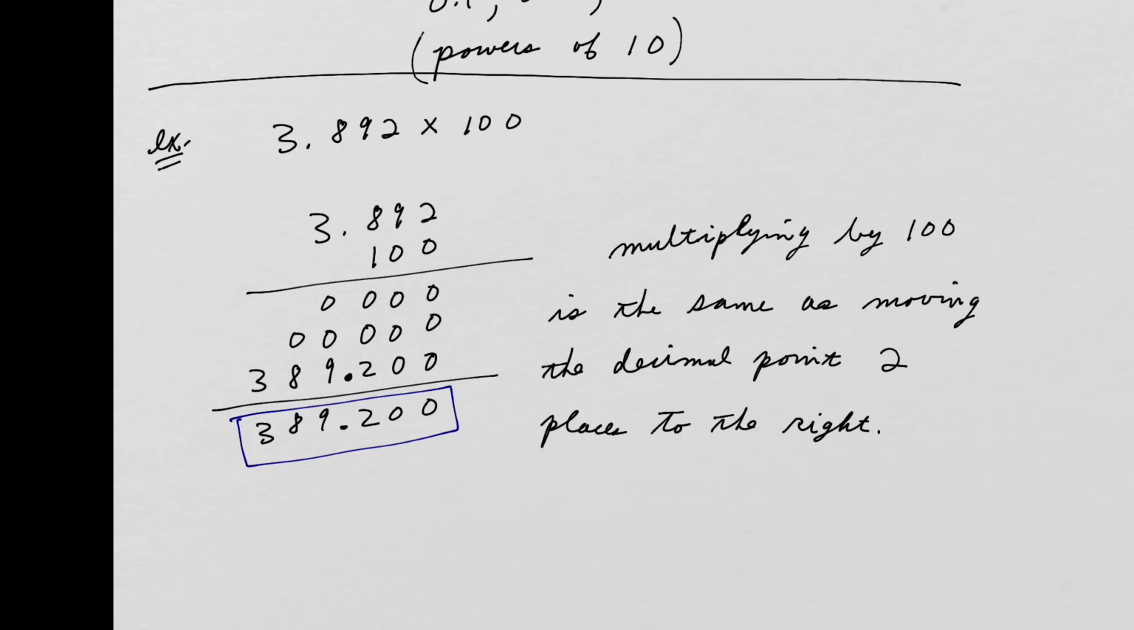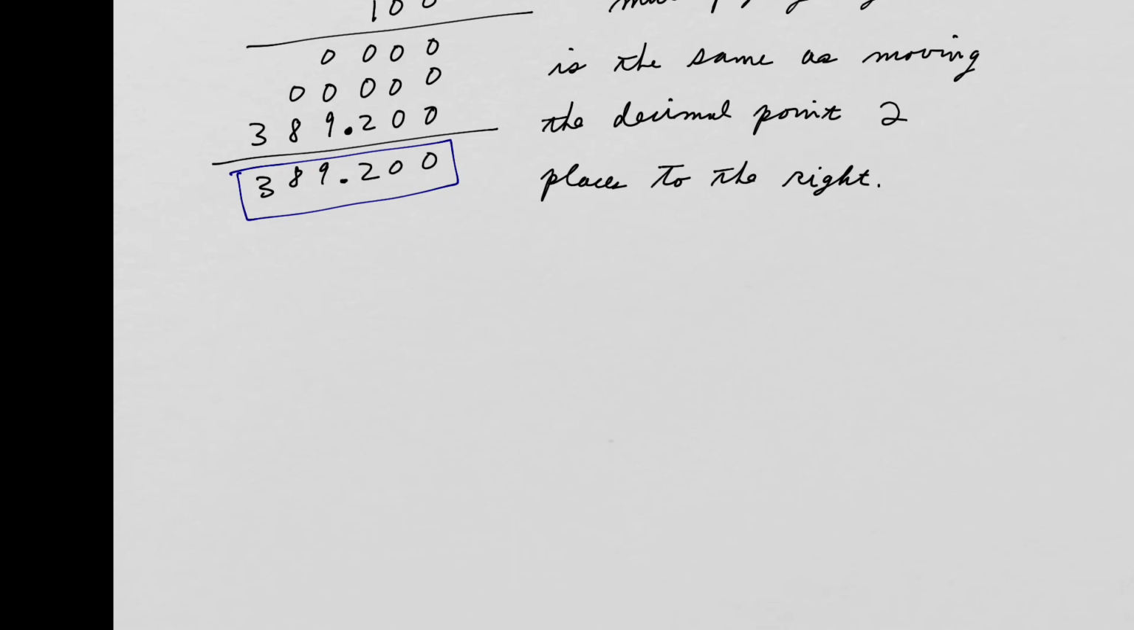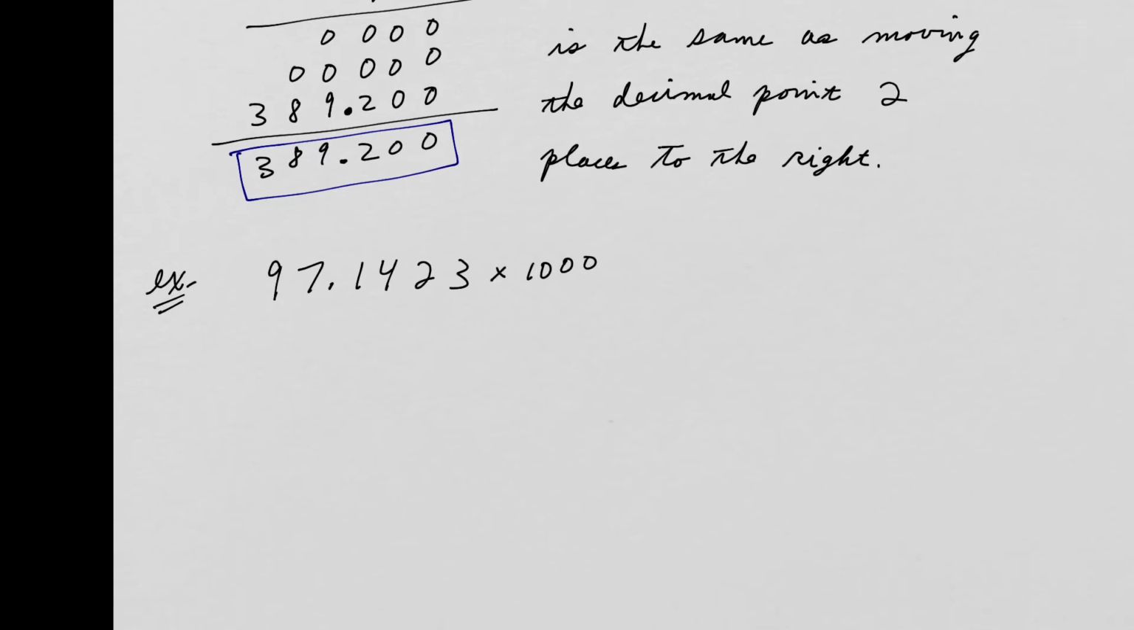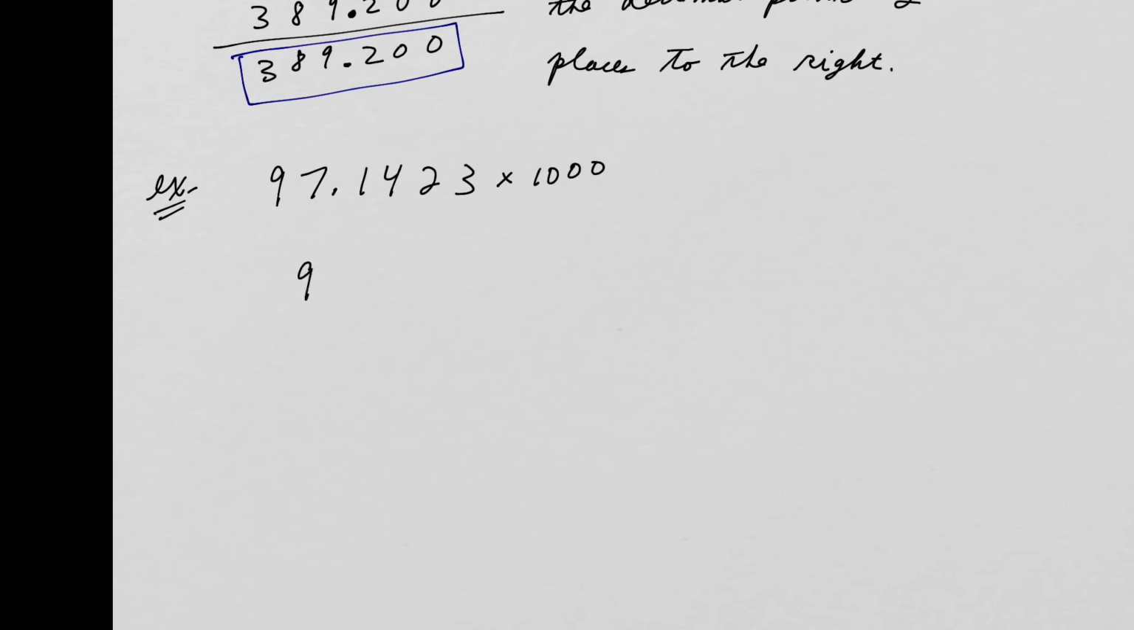Okay, here's another example. Let's say I want to multiply 97.1423 times 1,000. Okay, so if we write this all out, first of all, I'm going to get all zeros, right? I'm going to get zeros.